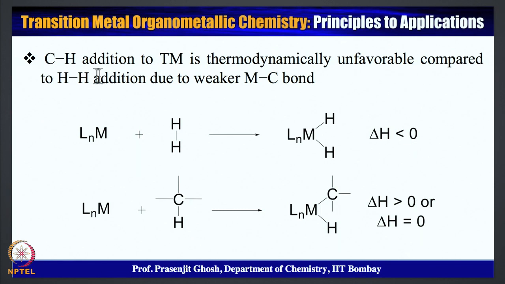We have also looked at the thermodynamic criteria for CH activation to a transition metal, which is unfavorable compared to hydrogen addition to a transition metal, because metal carbon bonds are weaker than metal hydrogen bonds, which has a negative enthalpy of formation, whereas metal carbon has positive or almost thermoneutral, with enthalpy being 0.